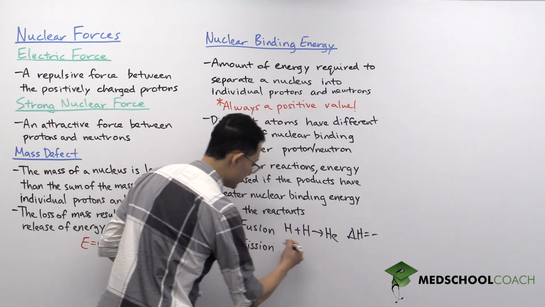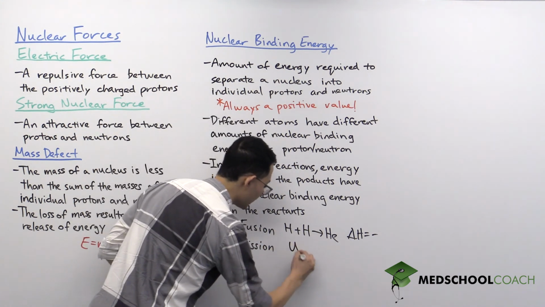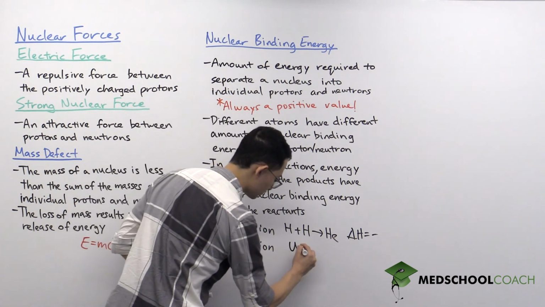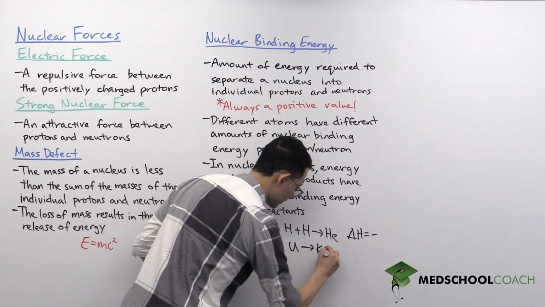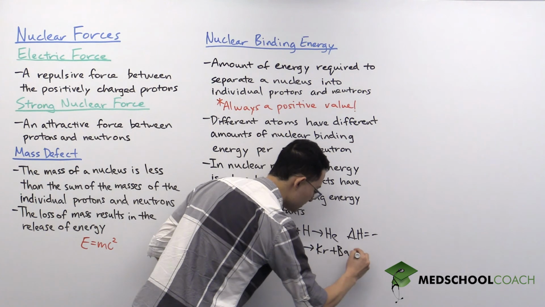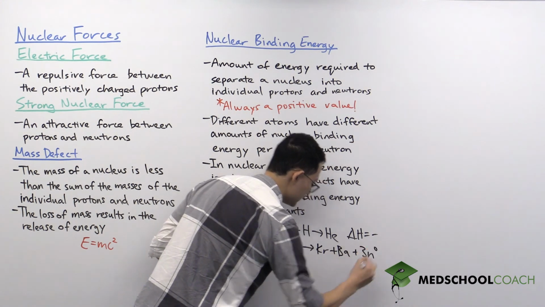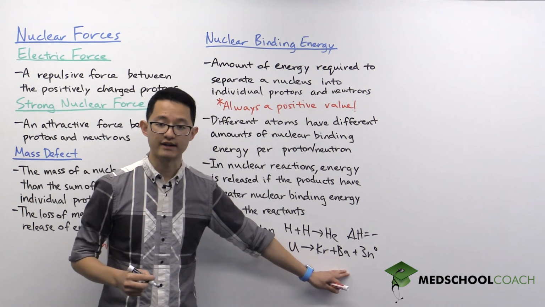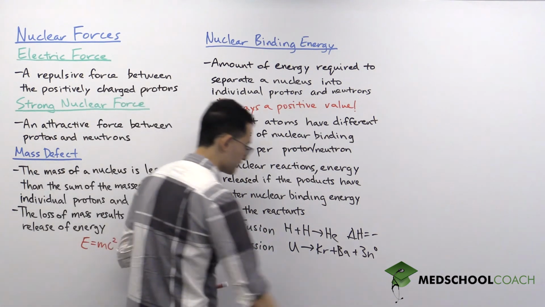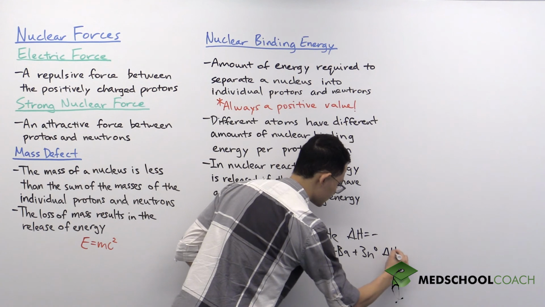You can do the same thing in nuclear fission. If you start with an atom that is larger than iron, so for instance, we can take uranium and split that into smaller atoms like krypton, barium, and actually a few neutrons. And at the same time, our products have more nuclear binding energy than our reactants, so this process is also exothermic.